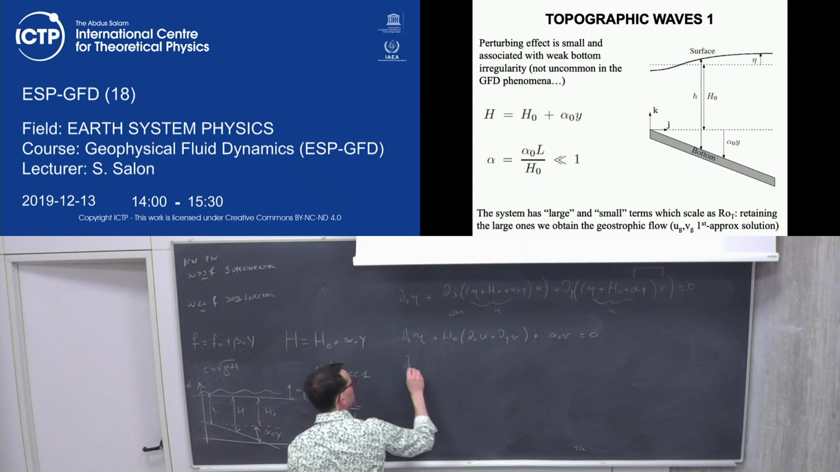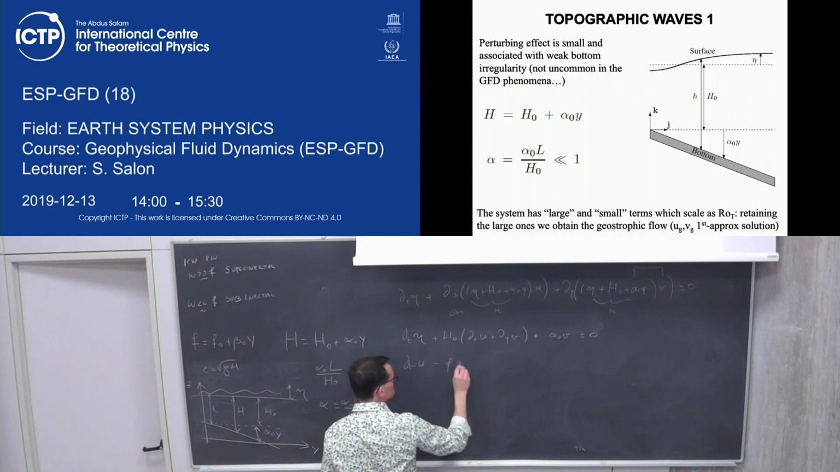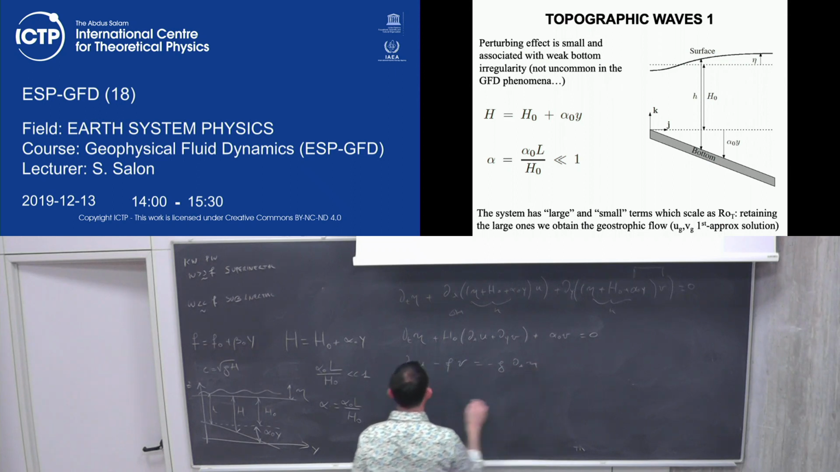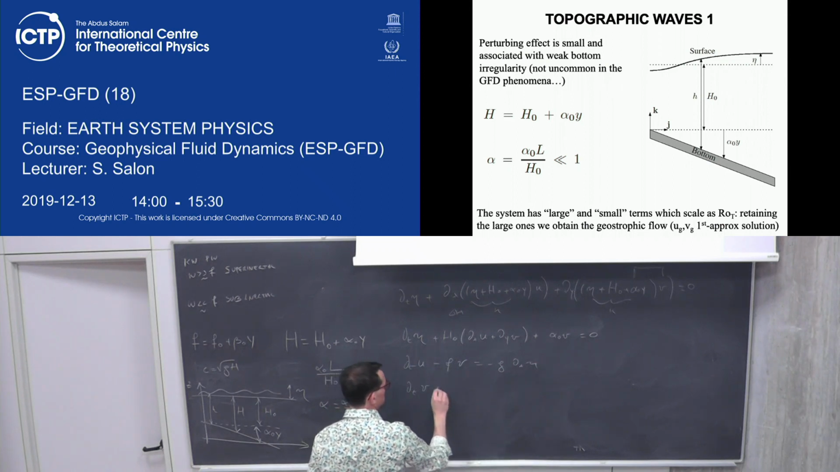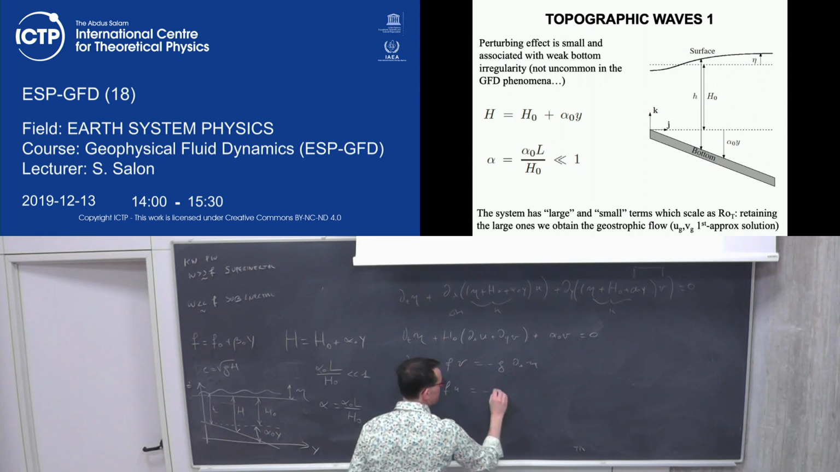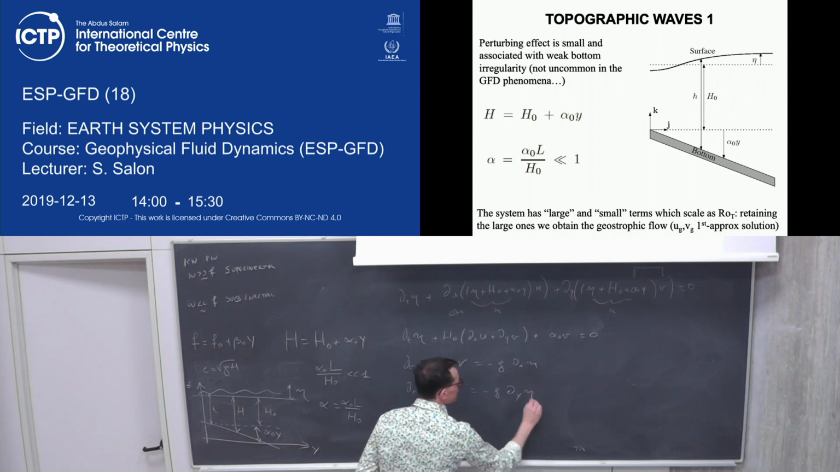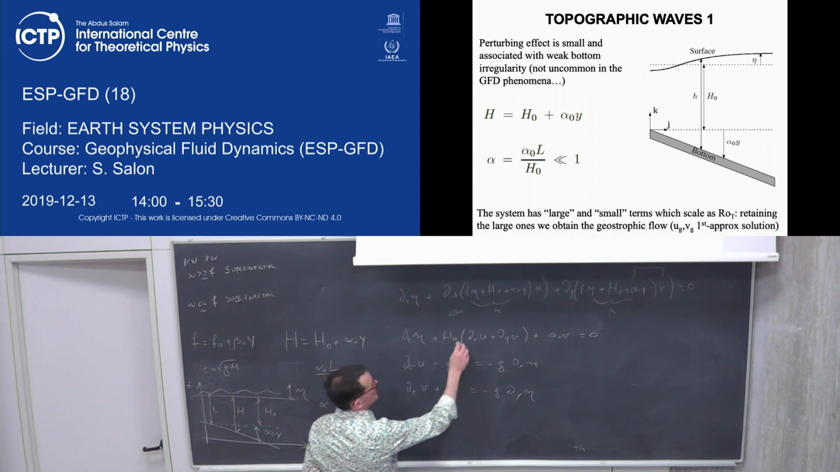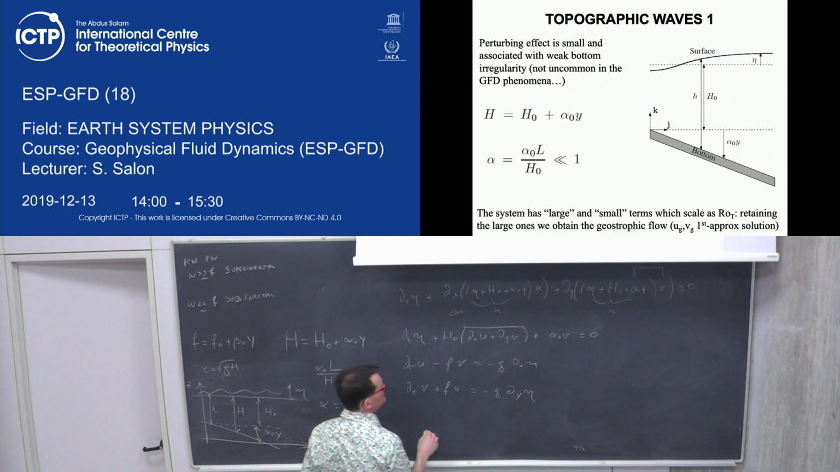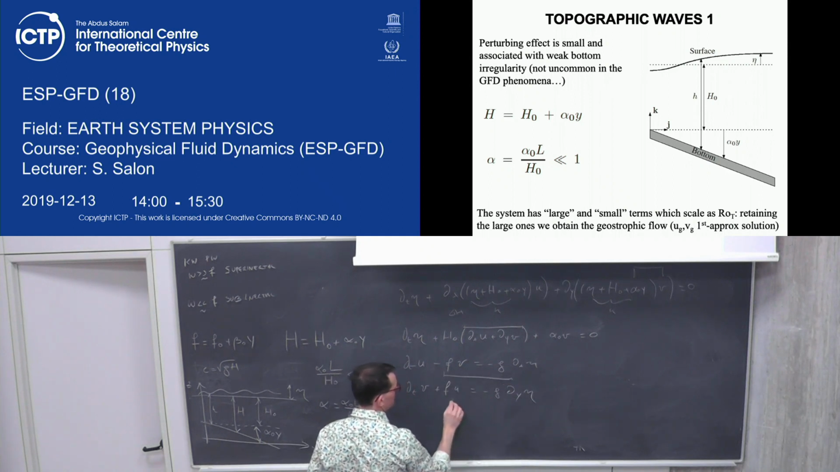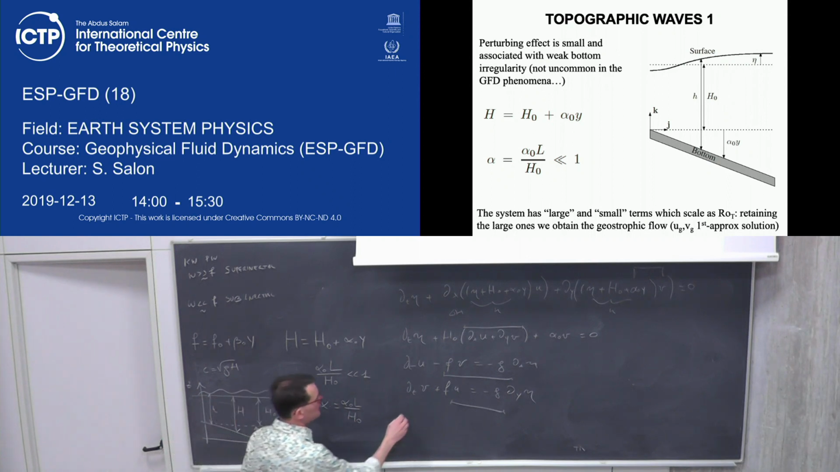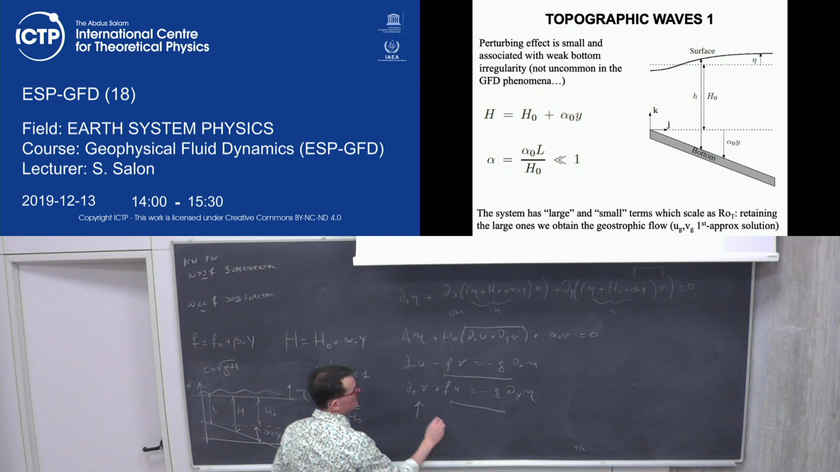So again, if we put this together with the momentum equation, we can recognize again large terms which give us the geostrophic approximation, and small terms here and here.